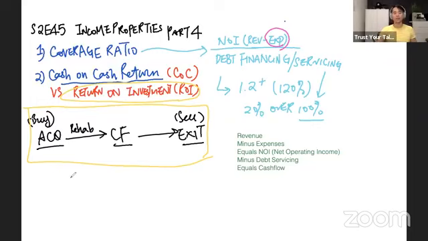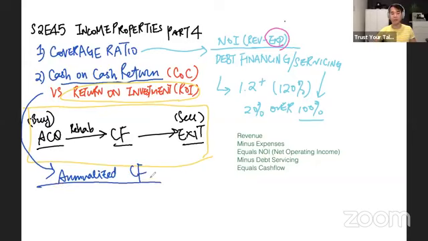Cash on cash, as you can probably see now, is, let me change the color back quickly, your annualized, let's do this, annualized cash flow divided by your initial investment. And so once again, initial investment happens during the acquisition period.